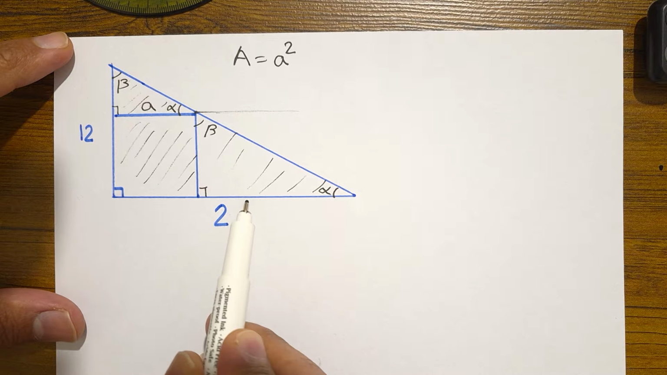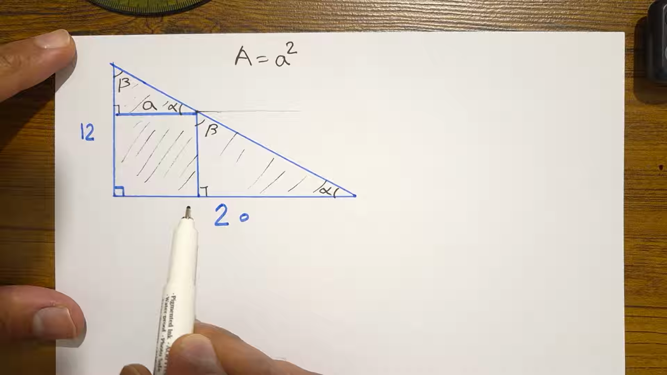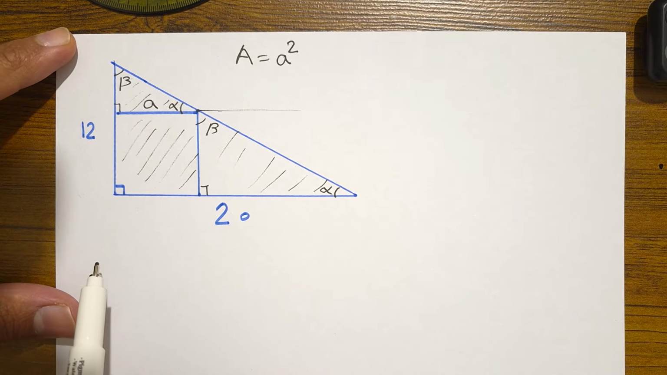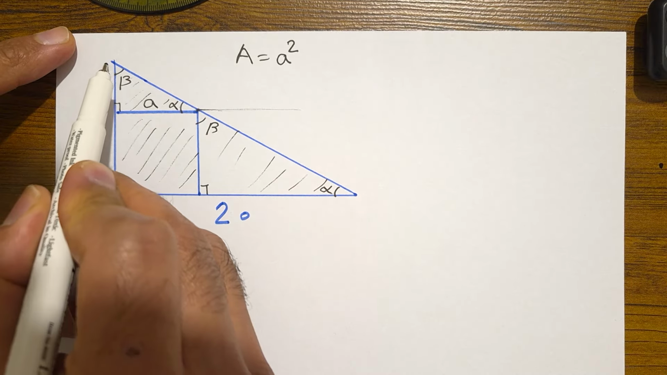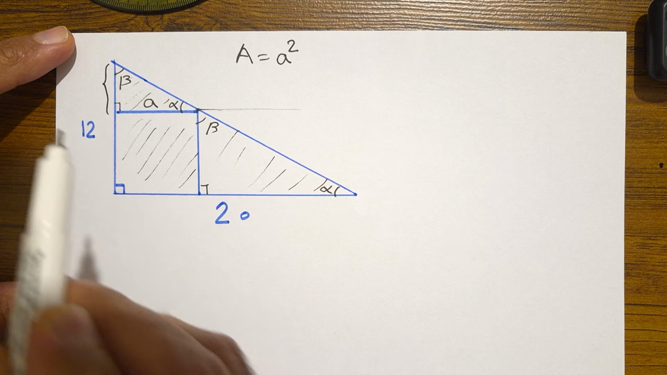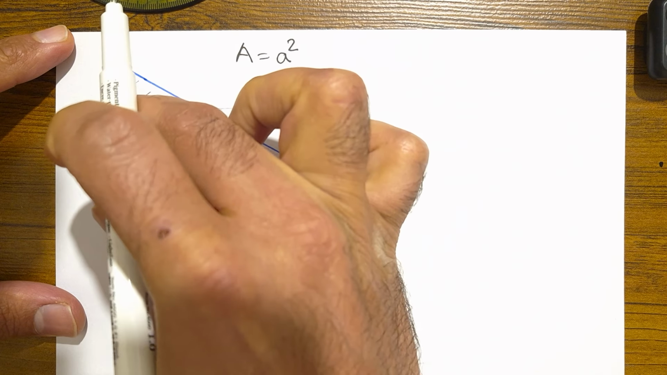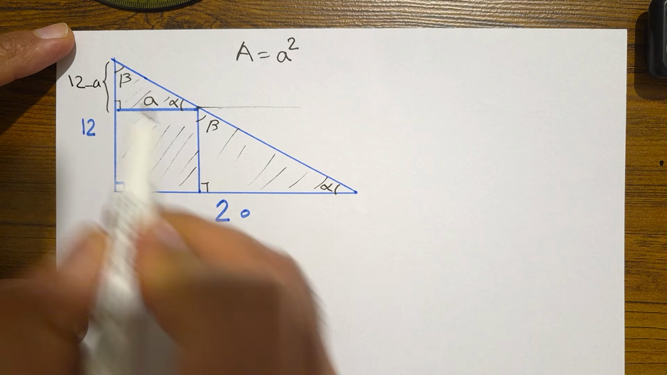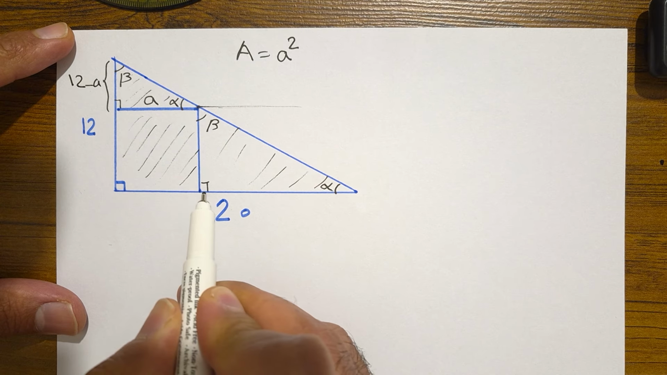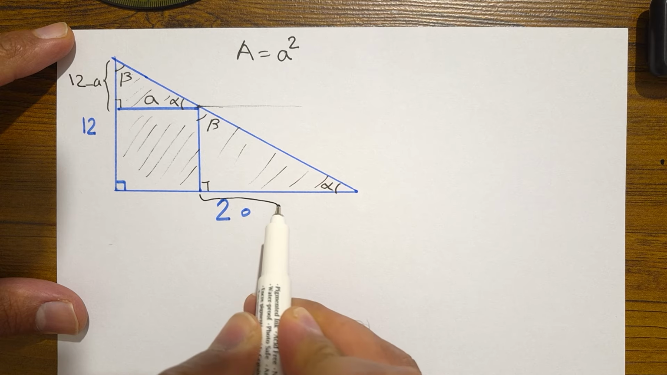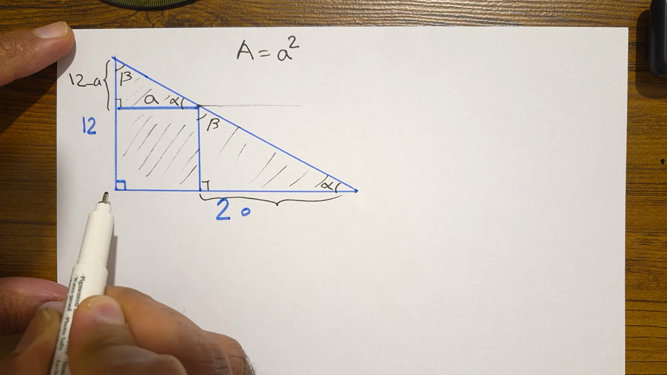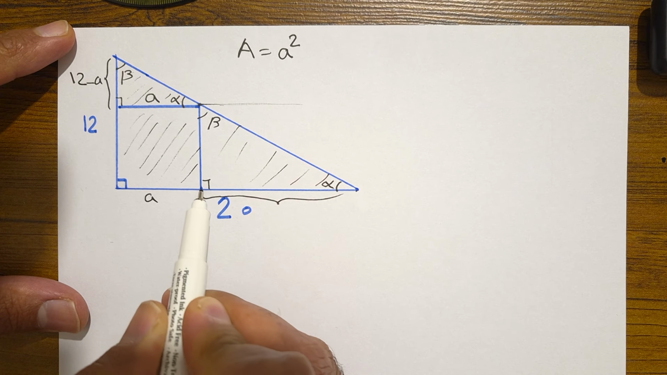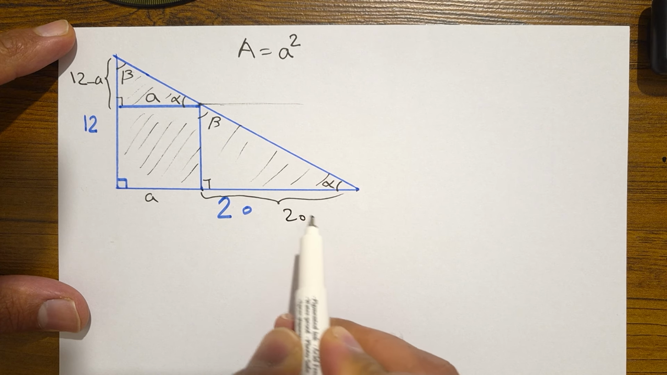Now let's focus on the sides of the triangle and then calculate them, write them in terms of A. So the whole side of the right triangle is 12. It means that this little side here is 12 minus A. A is the side of the square, right? So this side is 12 minus A. We can do the same thing for this side of the triangle. The whole thing is 20. If we remove the A part, this is 20 minus A.